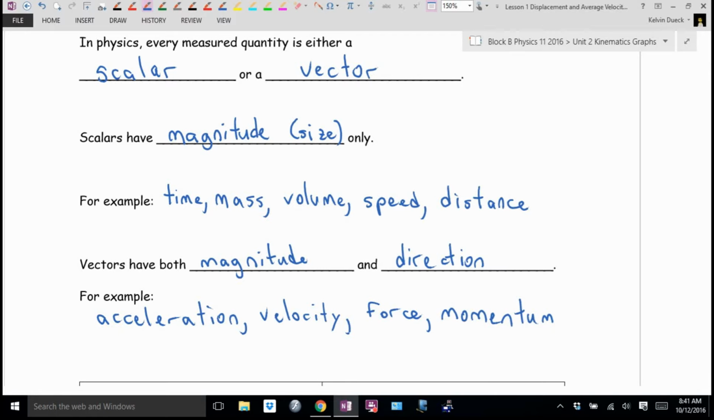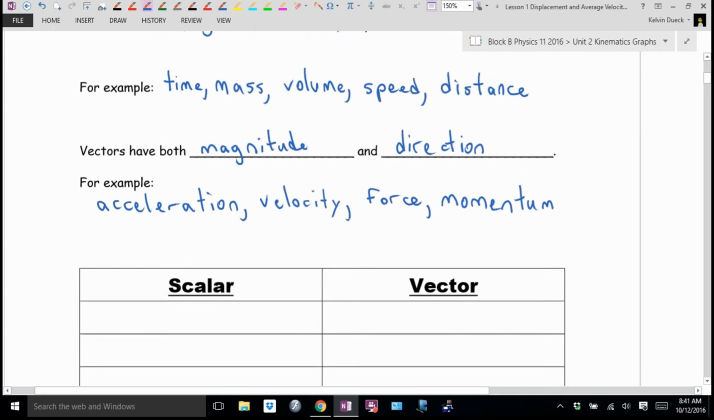Many things are scalars, many things are vectors. Scalars are nicer in some ways because the math is easier. For a scalar, 6 plus 5 is always 11. For a vector, 6 plus 5 might be 11, 6 plus 5 might be 1, 6 plus 5 can be any decimal value between 1 and 11. Say, what? A little preview of Physics 12, preview of coming attractions.